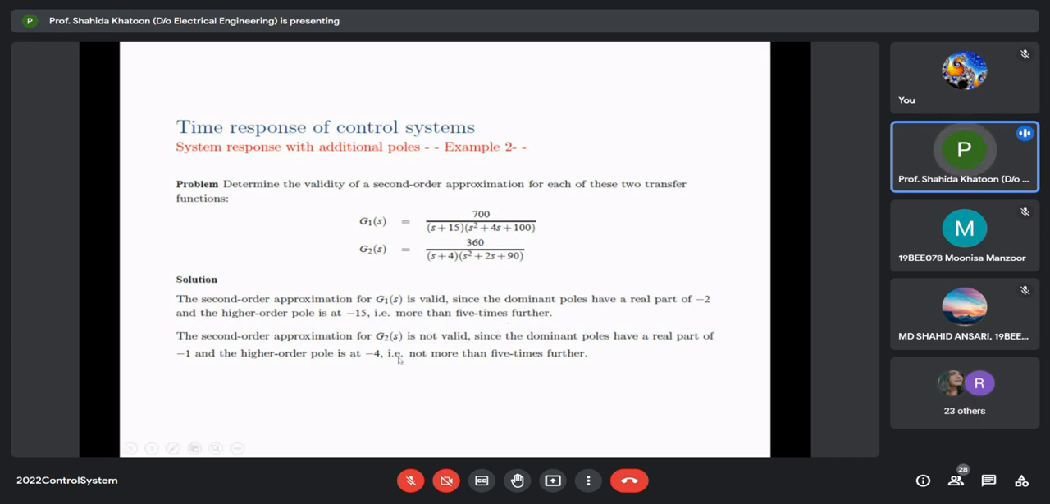Okay. The second order system G2 is not valid since the dominant poles have a real part at -1 and the higher order pole is at -4, which is not more than 5 times. I had already told you in the previous class that this is a rule of thumb: if the other poles of the system are located 5 times further away from the dominant pole, then the system approximation is valid, otherwise it is not.